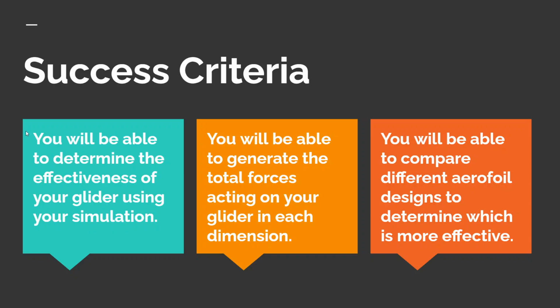So in terms of success criteria, you'll be able to determine the effectiveness of your glider using the simulation. So you'll be able to determine, hopefully, that it will fly. You'll be able to generate the total forces acting on your glider in each dimension. So in the Y and the Z dimension is what we're really looking at. And that force will be generated in newtons using the wall calculation tool. And finally, you'll be able to use this to compare the effectiveness between different glider iterations that you make, because you'll be making a number of different iterations with the goal of improving your glider.